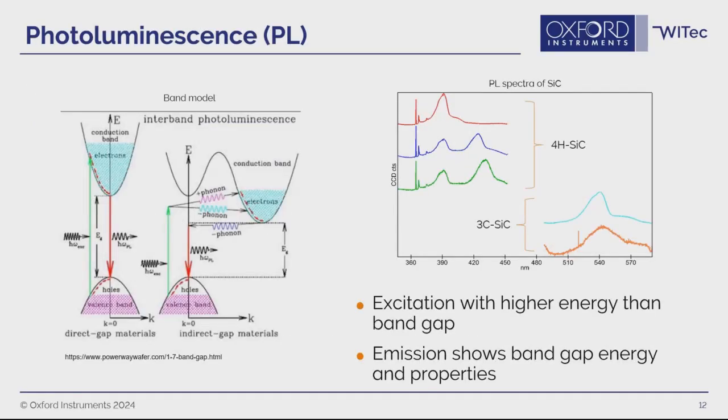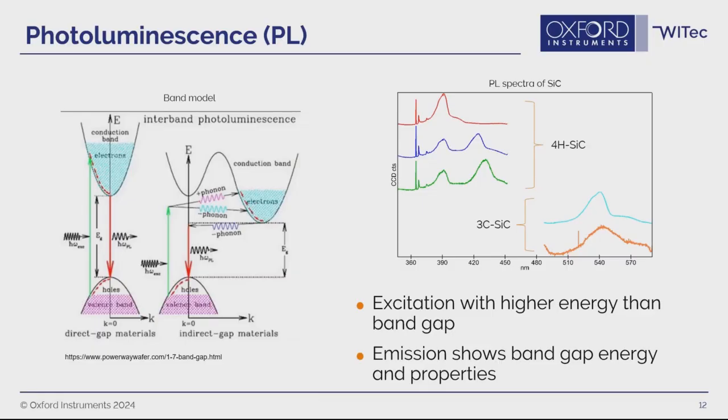So now let me introduce to you the photoluminescence, or PL. As you see on the left side, you can see the band model of a semiconductor. An incoming photon excites an electron from the valence band into the conduction band. Then internal relaxation processes take place and a photon is emitted. This emitted photon has a lower energy than the exciting photon.